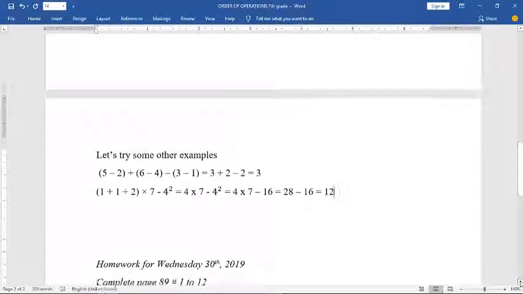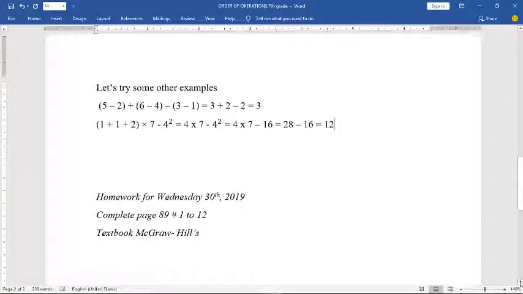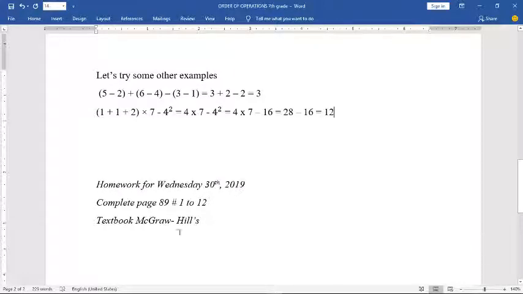And any question you have, please ask. Here we have some homework. You will be using your math textbook, the McGraw-Hill one, and you will have to complete page 89, number 1 to 12. I will be posting it too on Edmodo. Please complete and then turn in your homework. You have to turn in your assignment.